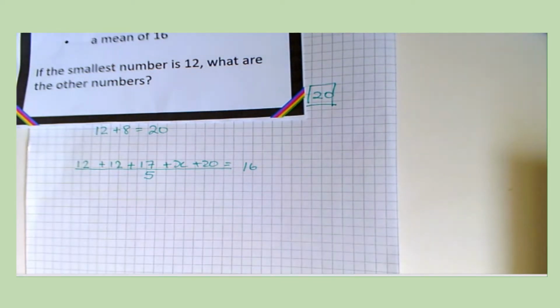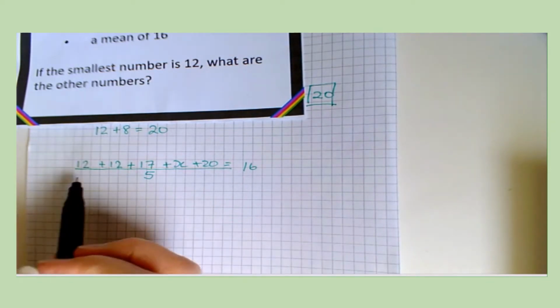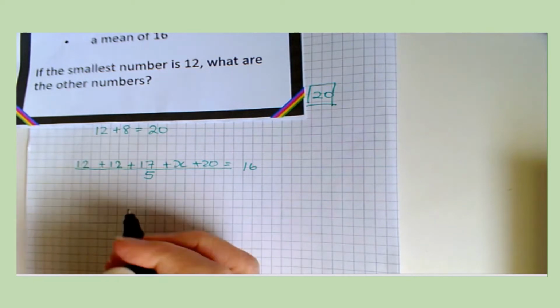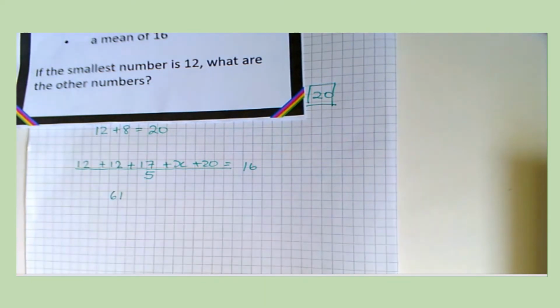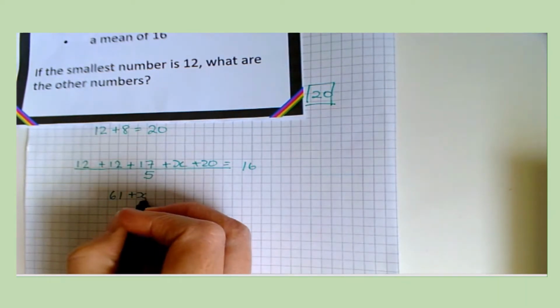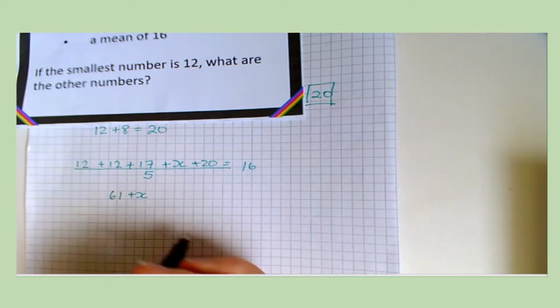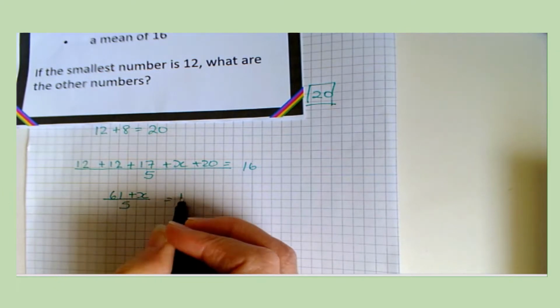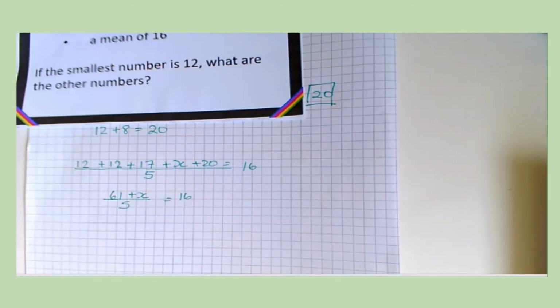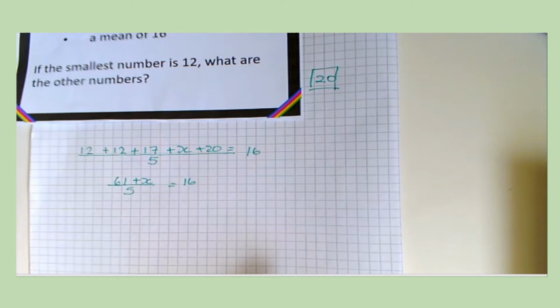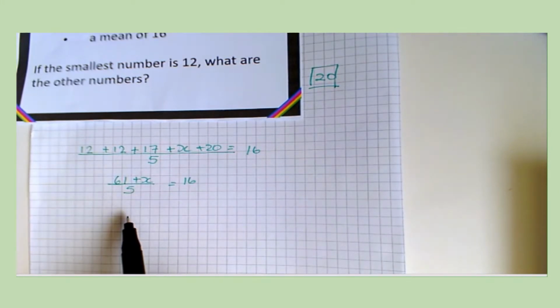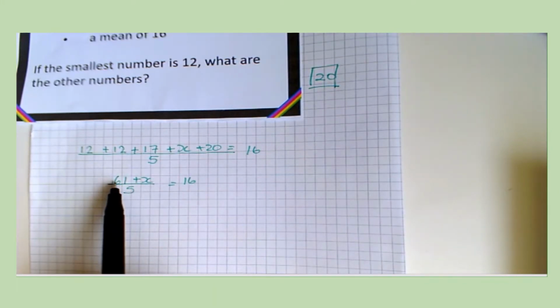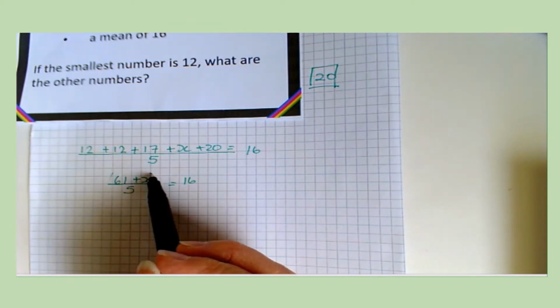So now that I've got that written down as an equation, I can solve it. So add up the numbers that I've got and I'll end up with 61 plus x, my unknown number. I can't add that to it because I don't know what it is. I'm going to divide all that by 5, and that is still going to give me 16. In order to solve that, I will work backwards. Here I have got 61 plus x, so let's say it was in brackets.